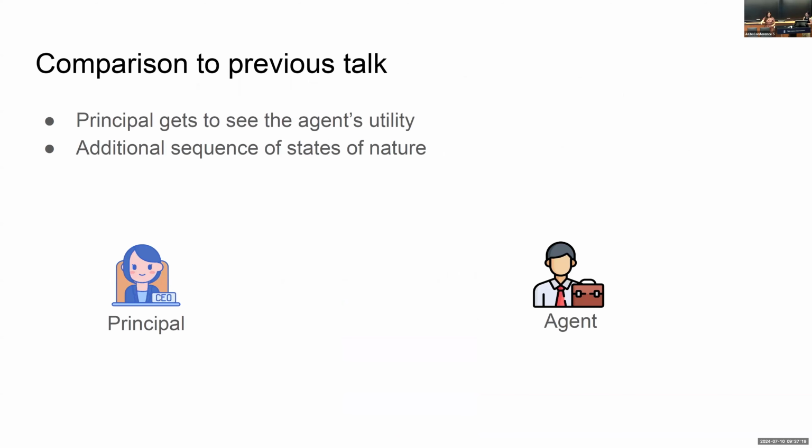For those of you who were here just a few seconds ago, this problem is different, but there's some connection. Keep in mind two important differences. We still have a leader-follower problem, now called principal and agent, but now the principal does get to see the agent's utility. But we're also making this a different and harder problem in another way: there's an additional sequence of states of nature that the principal and agent's utilities depend on.